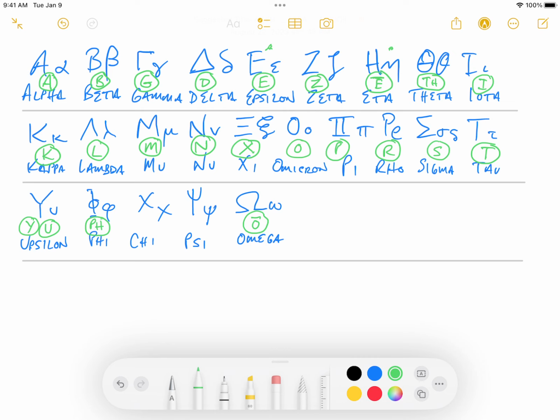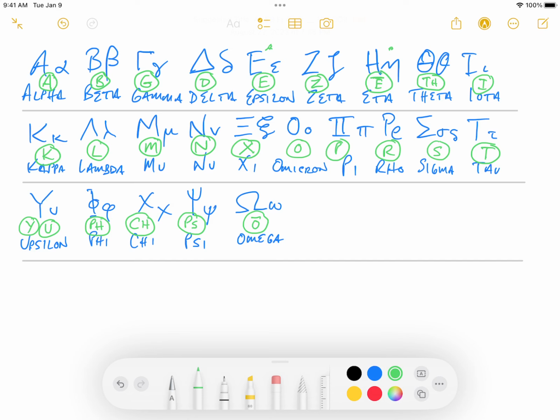Chi is an aspirated kappa, so you can say KH, or as I'm suggesting here, a CH, as in the word Christ. Chi is the first letter in Christos, the Greek word for the title of anointed one, or Christ. And finally, we have this double consonant psi, the first letter in the word psychology, for example, and it transliterates PS.